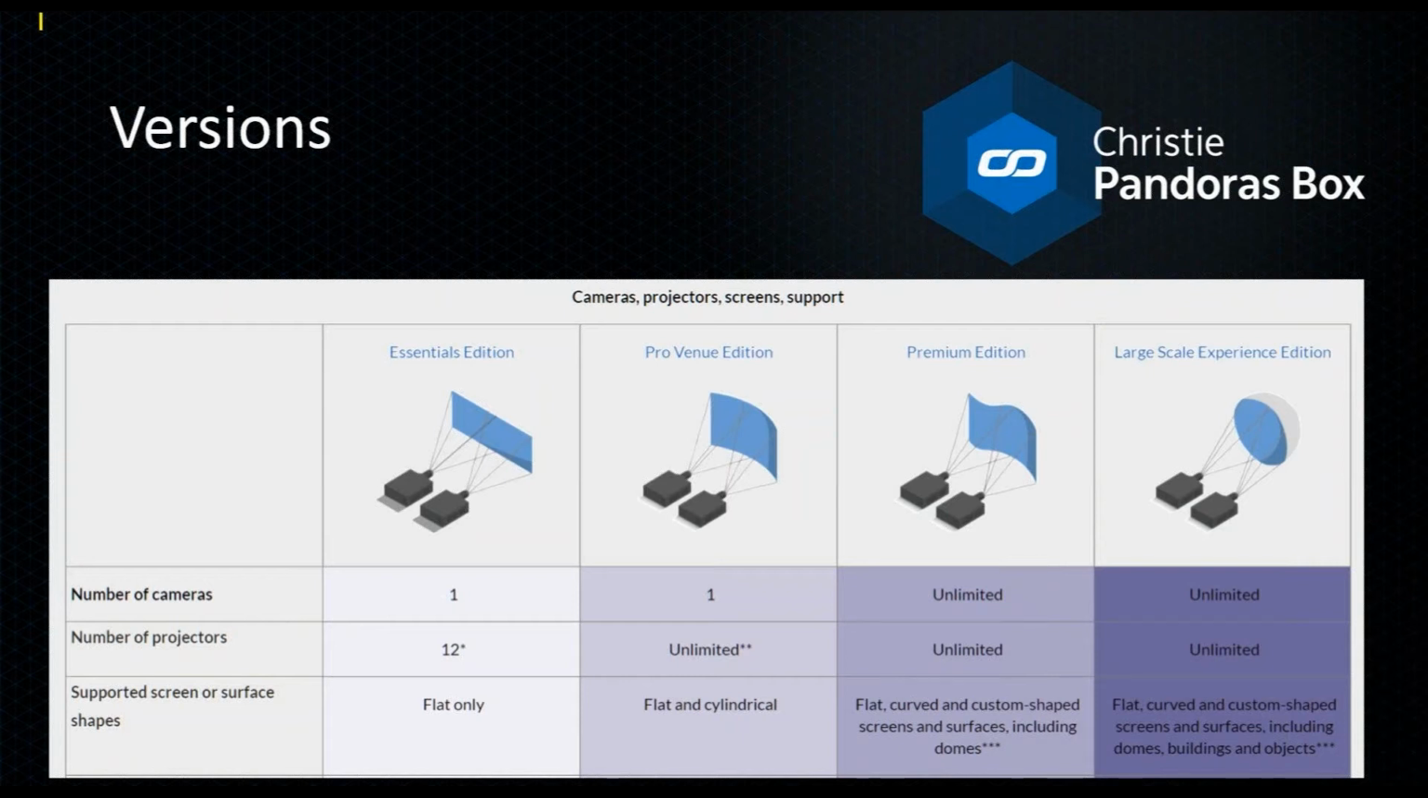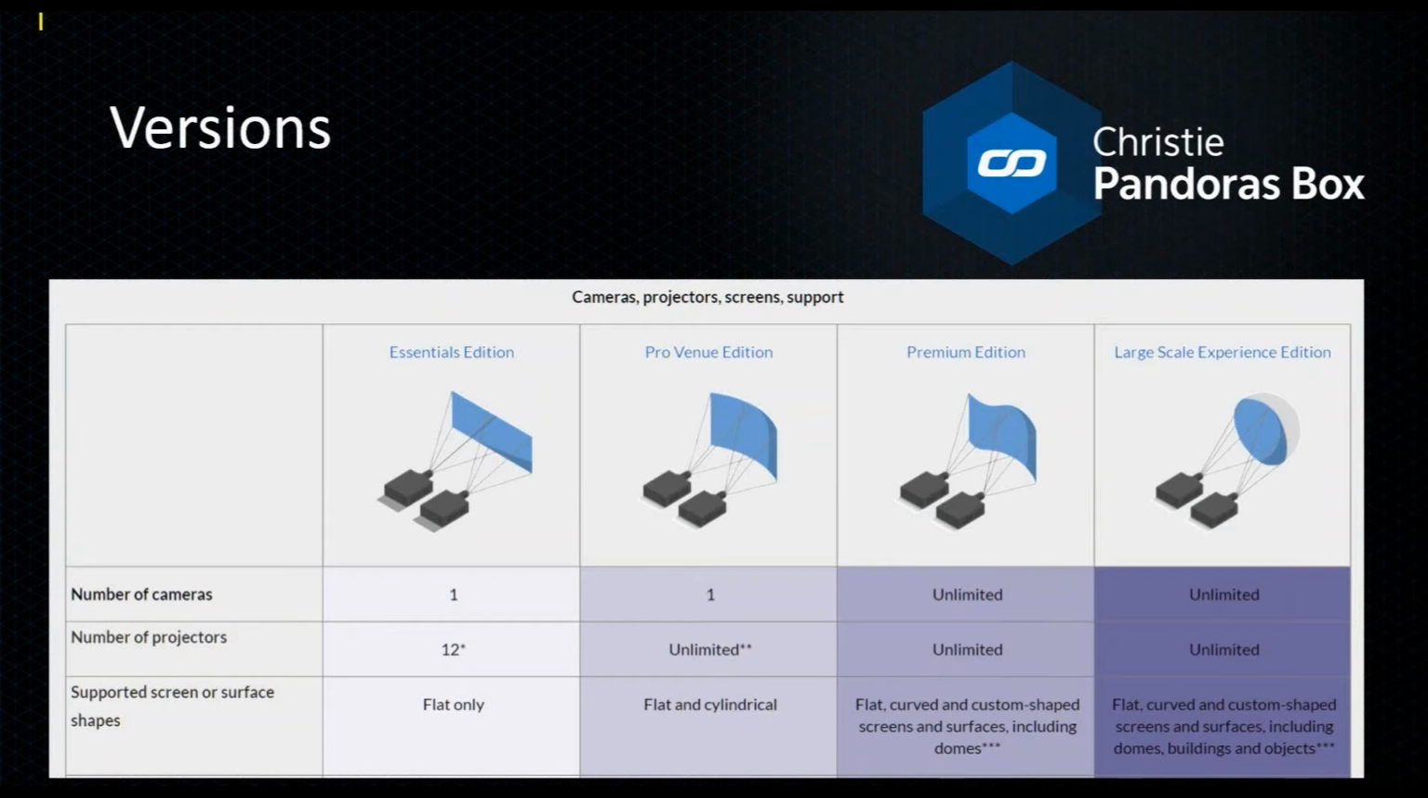There is the Essential version, which supports one camera, a maximum of 12 projectors, and a flat screen only. The Pro Venue Edition, which is what we go for today, also only works with one camera, so one calibration camera, let's call it that. And you can add an unlimited number of projectors, and it works for flat surfaces and cylindrical surfaces.